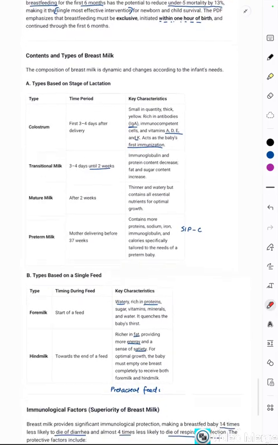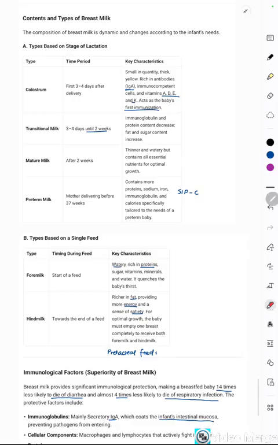Now, the types of the breast milk. Types based on the stage of lactation. The first is the colostrum. So colostrum is found in the first 3 to 4 days after delivery. It is small in quantity. It is yellow in color, rich in antibodies, immunoglobulin A. Then it contains fat soluble vitamins like A, D, E, and K, and it acts as the first immunization for the child.